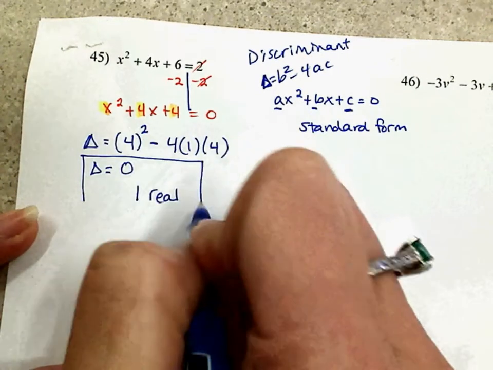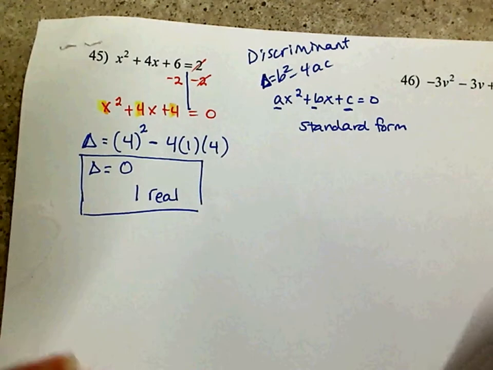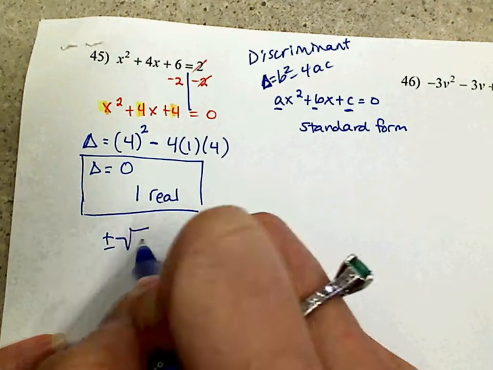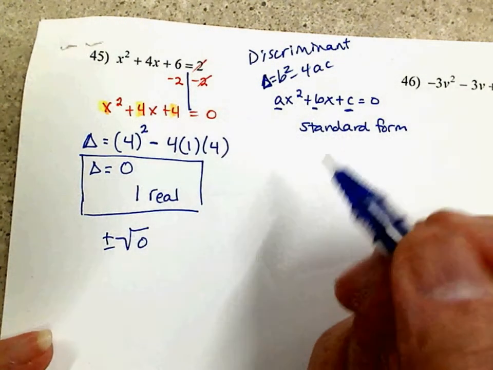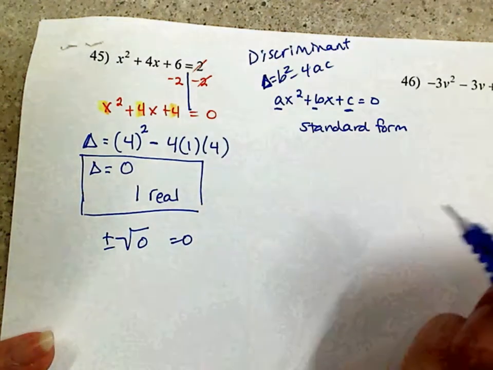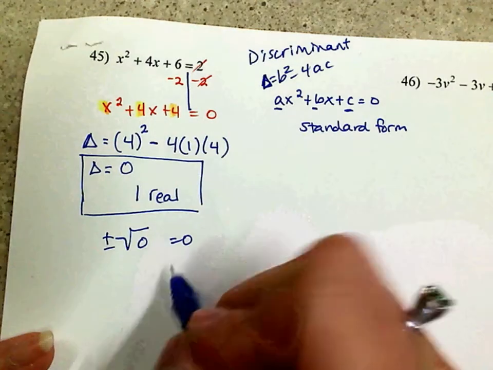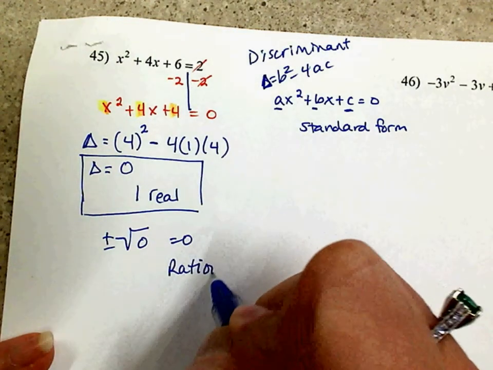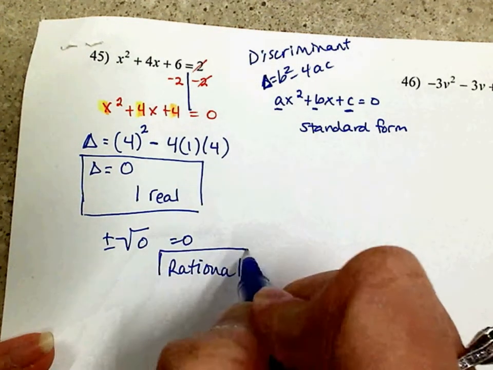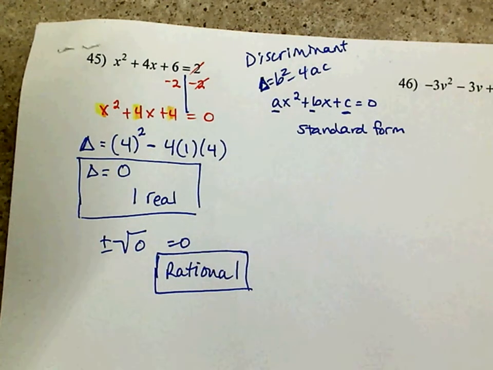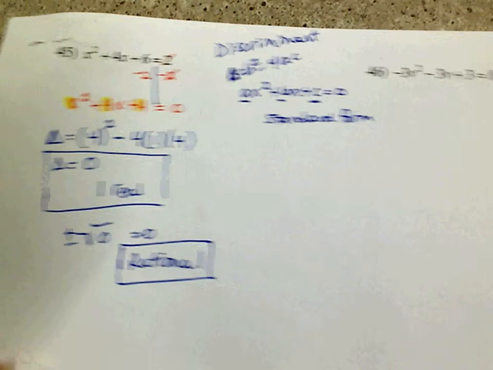Now, knowing that, you will now take the square root of 0. What's the square root of 0? 0. Is that a rational or an irrational number? It is a rational number because it ends right then. So there's number 45. Number 46.